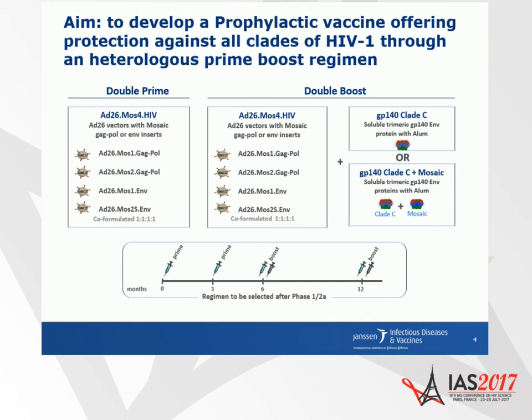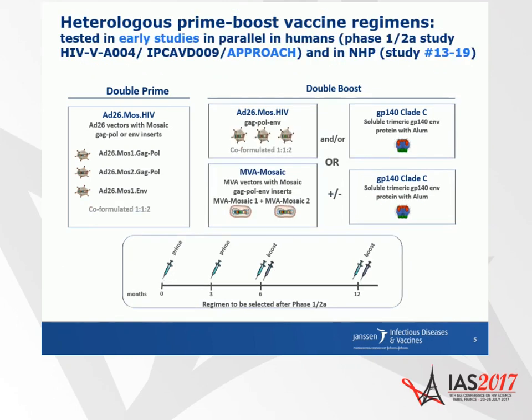But at the time that we started all these studies, not all components were available, so we took off with what we had, and we had not yet made our final selection of components needed to get these optimal immune responses. So we designed a parallel study in non-human primates, where we could follow with challenge, and in humans, the so-called APPROACH study. The regimens we tested were double priming with, at the time, a trivalent adeno mixture, and double boosting with either adeno mixture alone, adeno in combination with the clade C trimeric protein, protein alone, MVA alone, or MVA in combination with protein. The scheme shown at the bottom shows the different doses that were given.